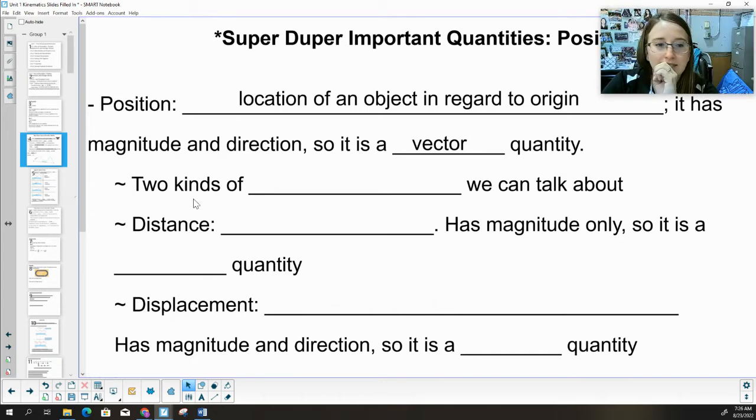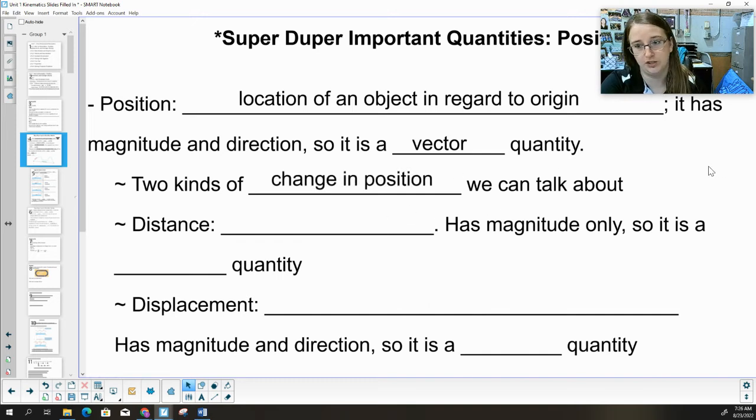Okay, so once again, position is a vector quantity because it has magnitude and direction, typically. If I have a negative position, that means I was starting behind the meter stick. Positive position was in front of the meter stick. So there's two kinds of a change in position we can talk about. Position is just one location.